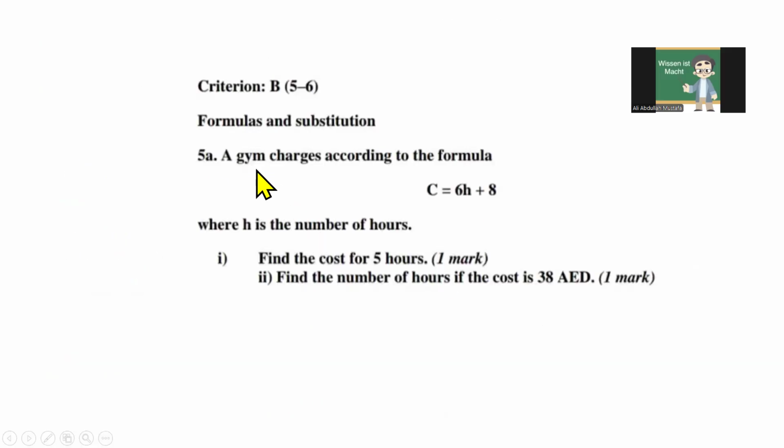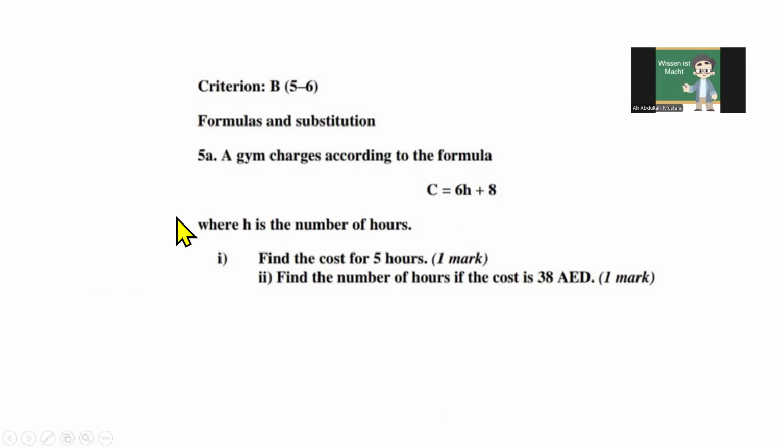This one, he gave you a formula, C = 6h + 8. C stands for cost, تكلفة, equals 6h. H is the hours, okay? Hours of something, right? Hours of working, hours of something. Plus 8. 8 is the extra cost of the equation.